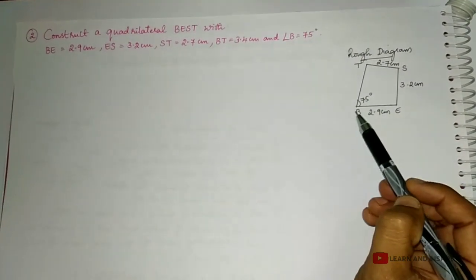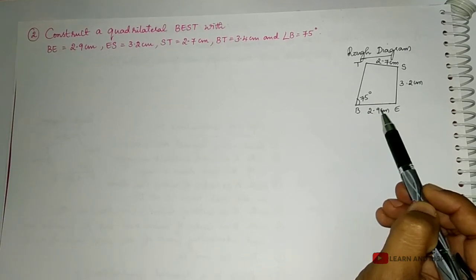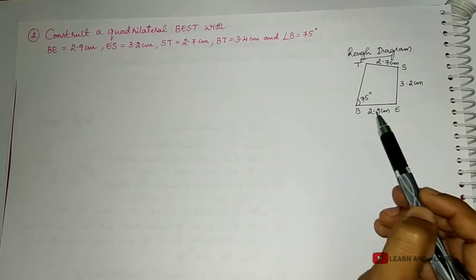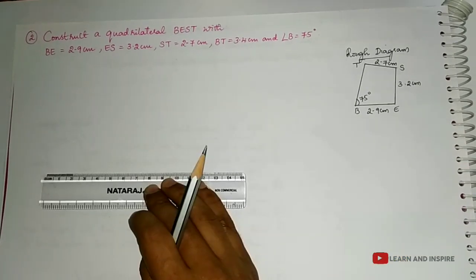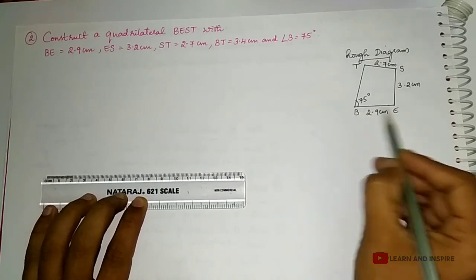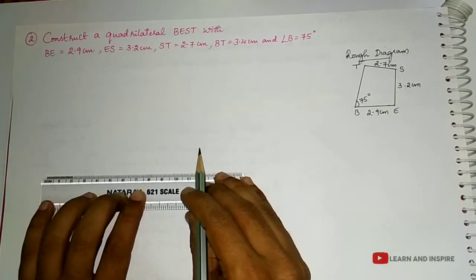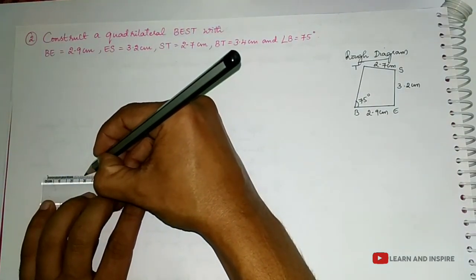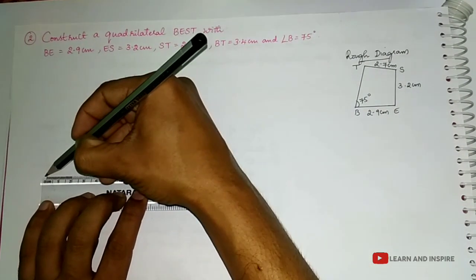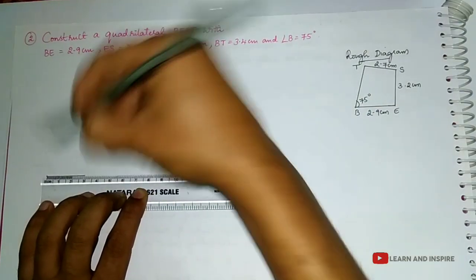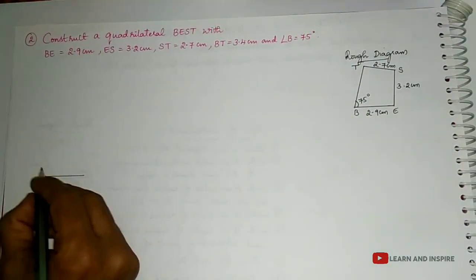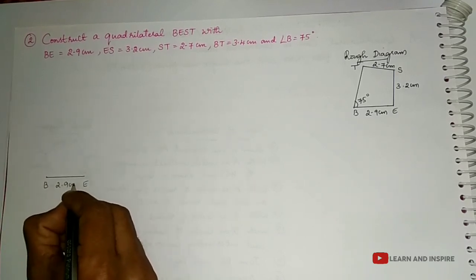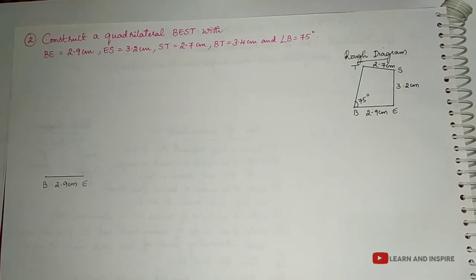Okay, so first step we need to construct line segment BE, which is equal to 2.9 centimeters. So step 1, we draw a line segment BE equal to 2.9 centimeters. So by taking 2.9 centimeters, draw a line segment BE equal to 2.9 centimeters. Okay, so this is 2.9 centimeters.